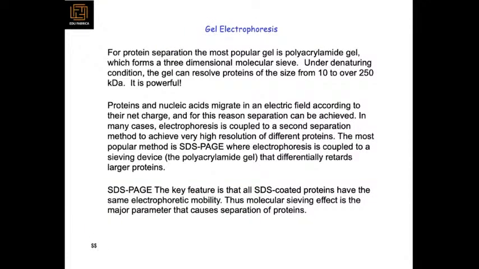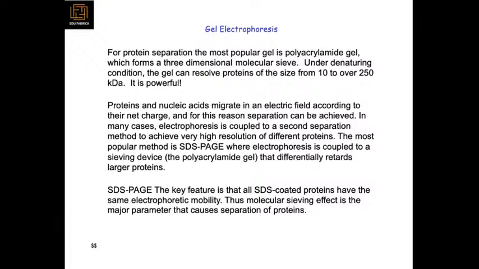Now comes gel electrophoresis, which is a very famous technique to separate DNA or protein, in which we use a three-dimensional molecular sieve. Under denaturing conditions, the gel can resolve proteins of the same size from 10 to over 250 kilodalton, and is one of the powerful techniques.